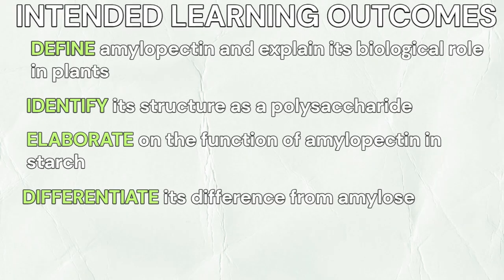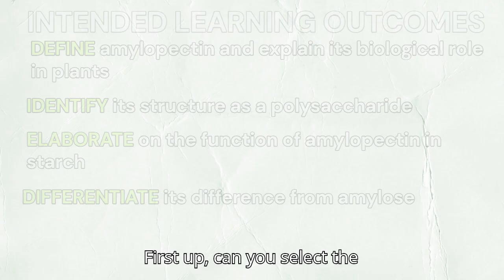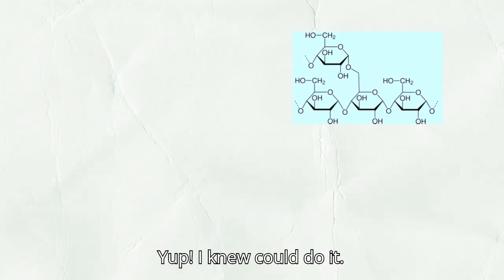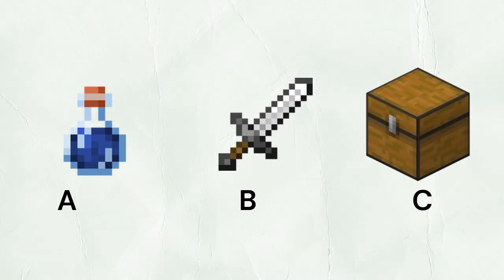Pop quiz, hotshot. We still need to make sure you can manage to do these things. First up, can you select the amylopectin among the following? Oh, yep, I knew you could do it. Now, which of the following images functions similarly to amylopectin? Oh, wow. It's almost like you could see right through the answer.